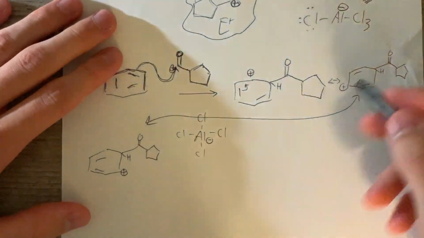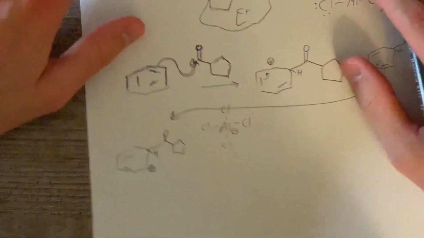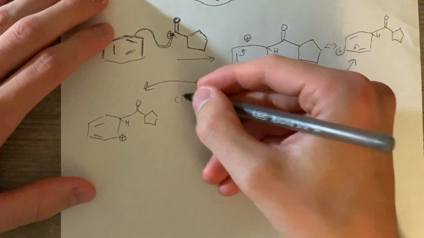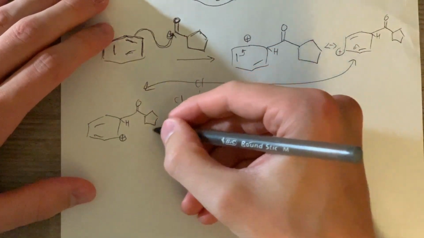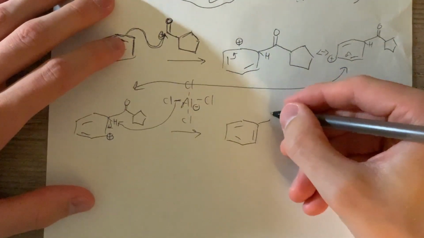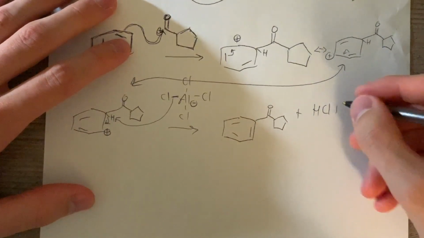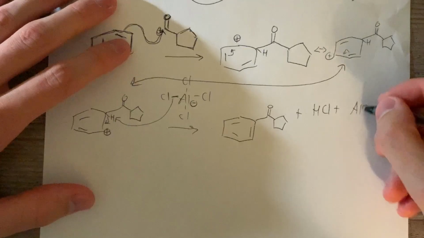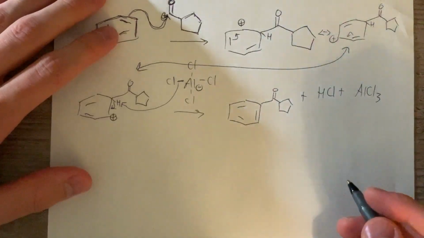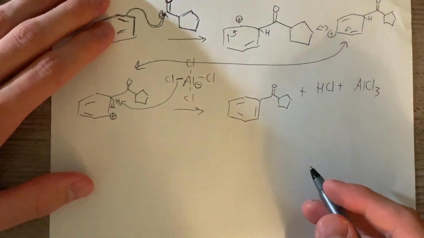That's your AlCl4, all this stuff that we talked about up here. What I recommend is using the bond between the Cl and the Al, just one of them, right there. That goes like that, and you reform your aromaticity. Additionally, you form HCl and AlCl3. That's pretty neat. Now this is where the acylation and the alkylation differ.